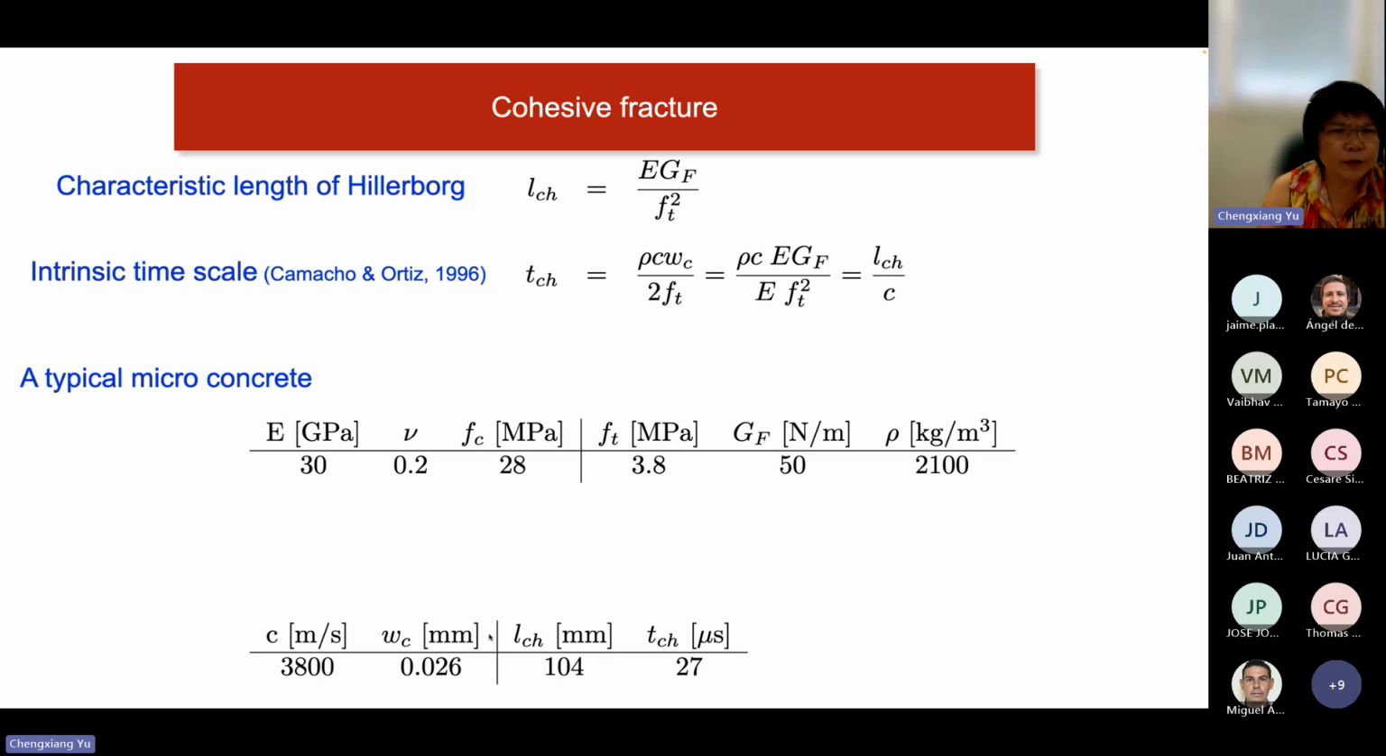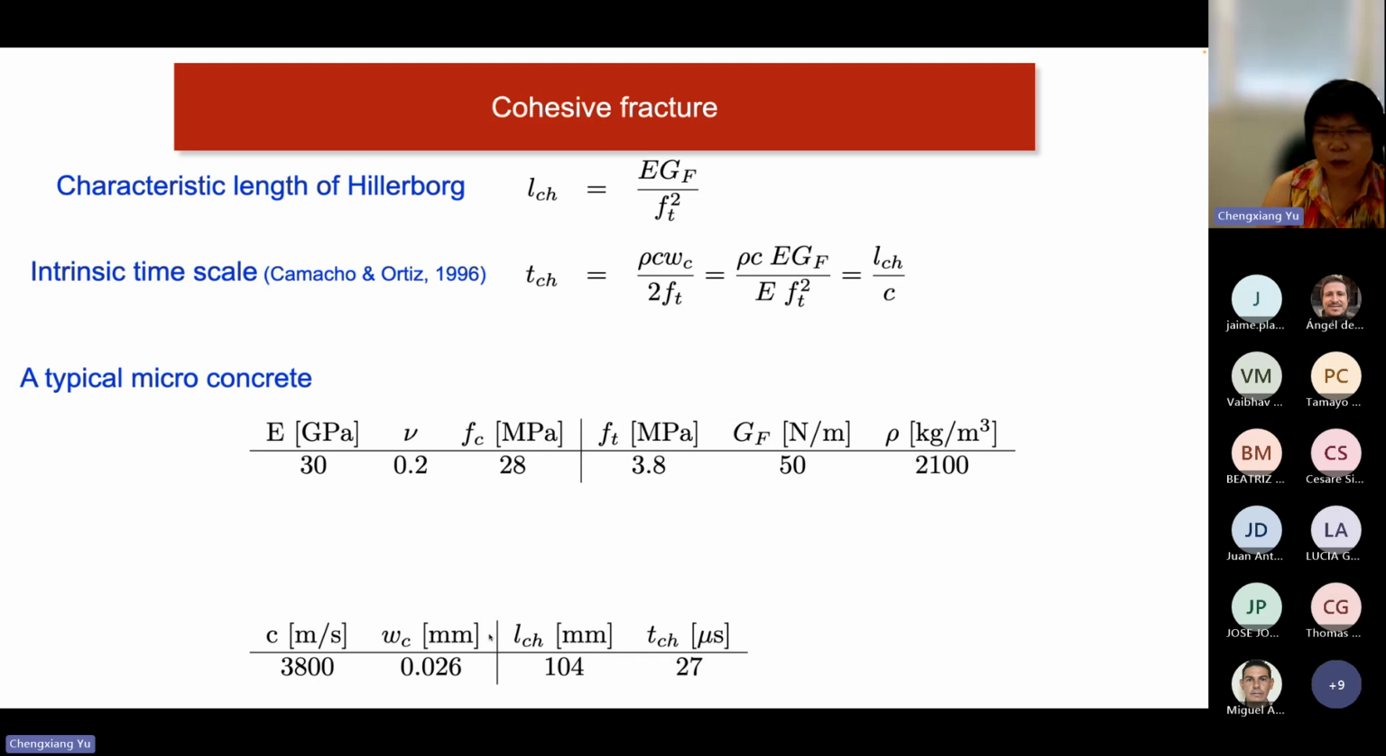The second parameter is the intrinsic time scale, brought out by Camacho and Ortiz in 1996. Again, it is a parameter put together from material parameters. Here rho is the density, c is the longitudinal wave speed, and it can be written as the characteristic length divided by the wave speed.